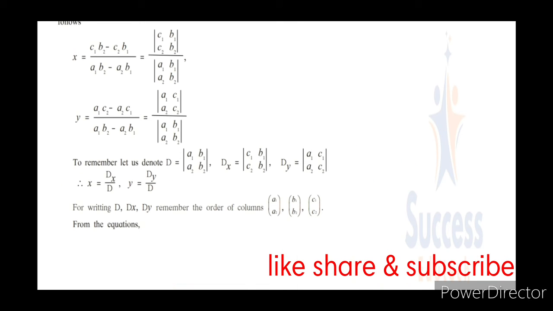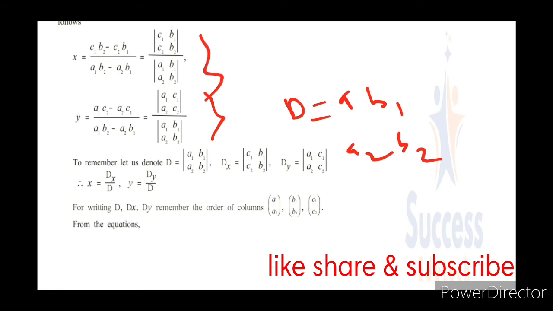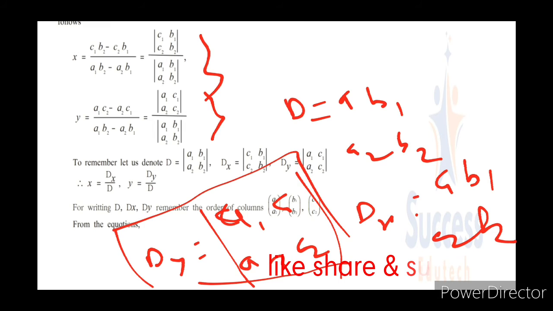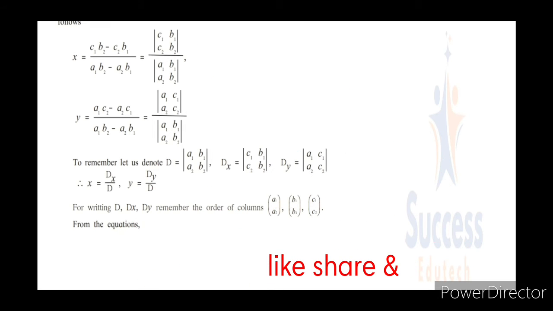So after this we get x and y in determinant notation format. That is, d equals a1 b1 a2 b2. dx equals c1 b1 c2 b2. dy equals a1 c1 a2 c2. These are the values we get. After solving this, we get the problem more easily.